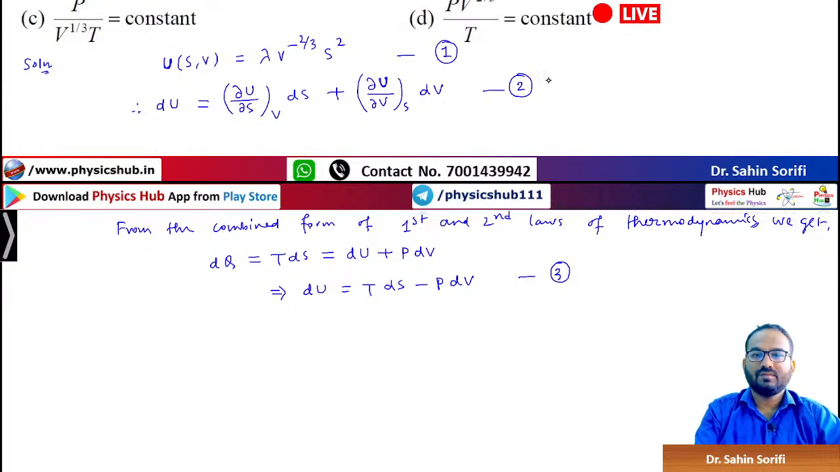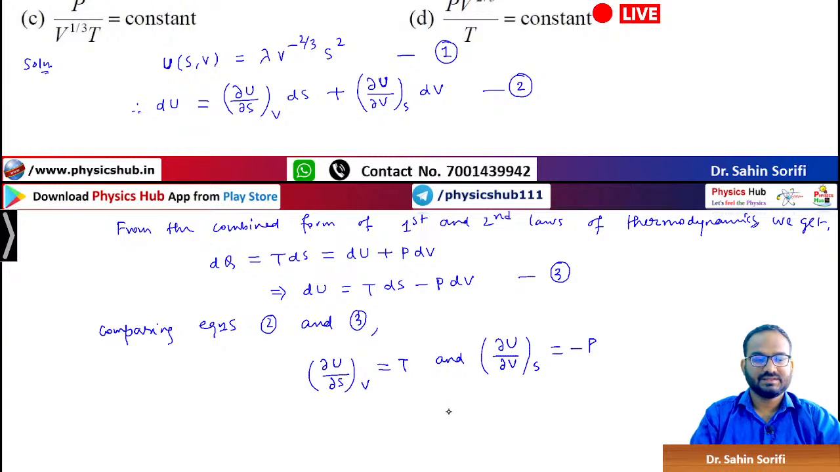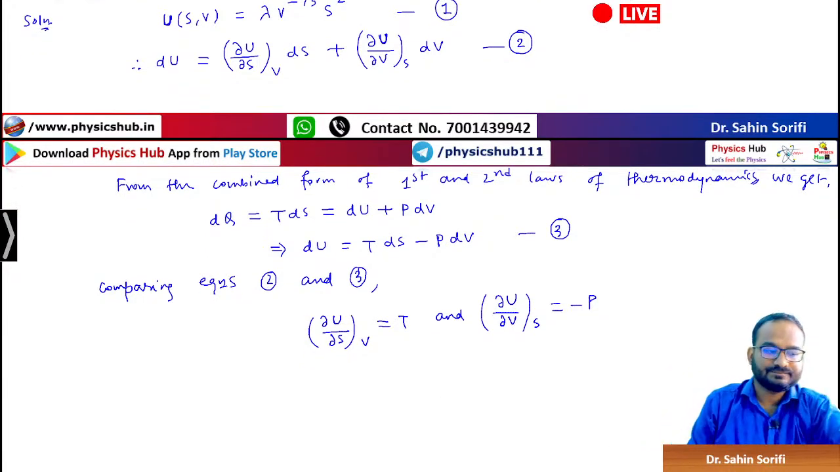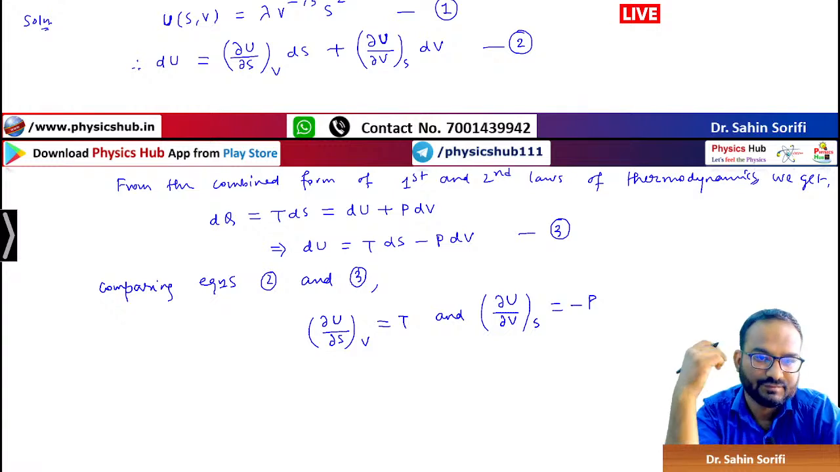Now if you compare equations 2 and 3, what can you write? Del u by del s at constant v is equal to T, and del u by del v at constant s is equal to minus P. Can I write it? Tell me. Just compare equations 2 and 3. We can easily write it.